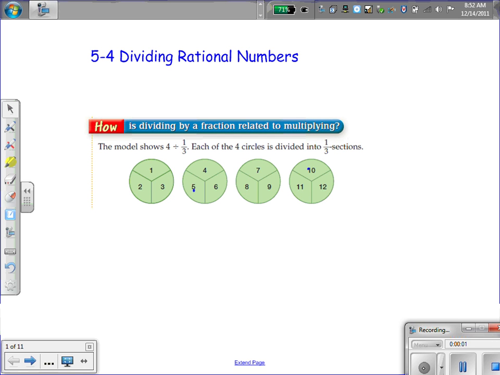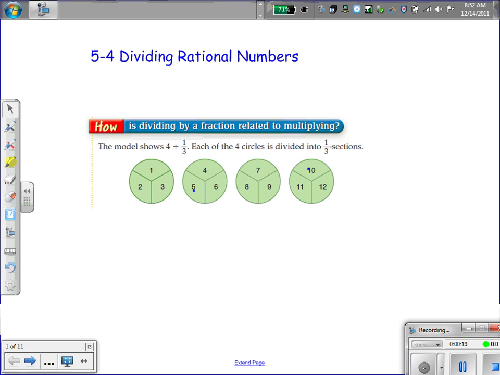Dividing rational numbers. This is section 5-4 in chapter 5. We're going to be dividing rational numbers, which we know are numbers that can be written as a fraction. So basically, we're going to be talking about dividing by a fraction. Let's think about what that means to divide by a fraction.